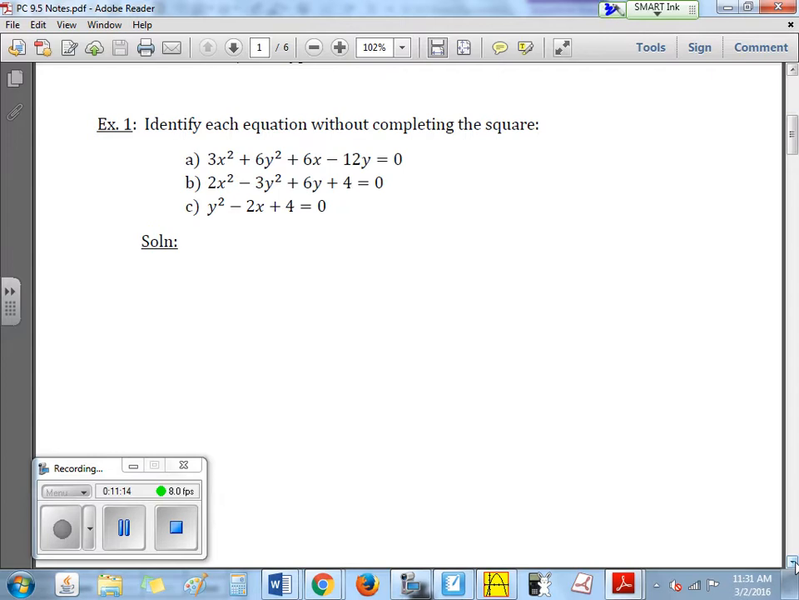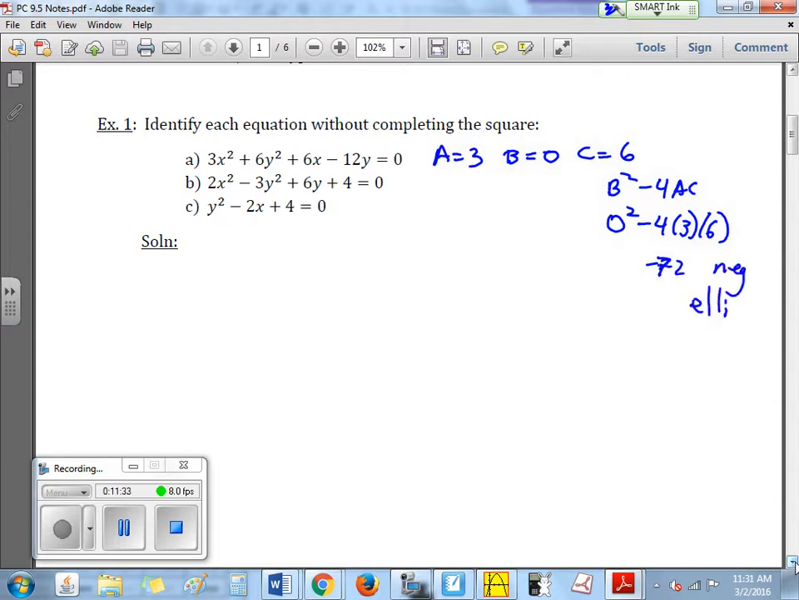Okay, so here we go. So A is 3 and B is missing. There's no bully. And C is 6. b squared minus 4ac is 0 squared minus 4 times 3 times 6, which is clearly negative. Ellipse. I just got ellipse for example 1A. Is that what I had before? Yes. Okay, it worked.